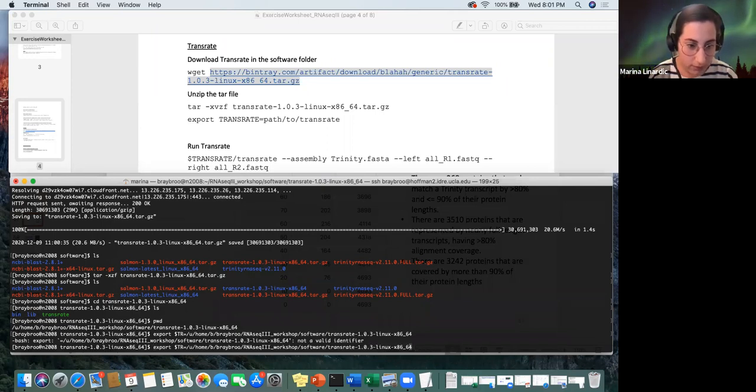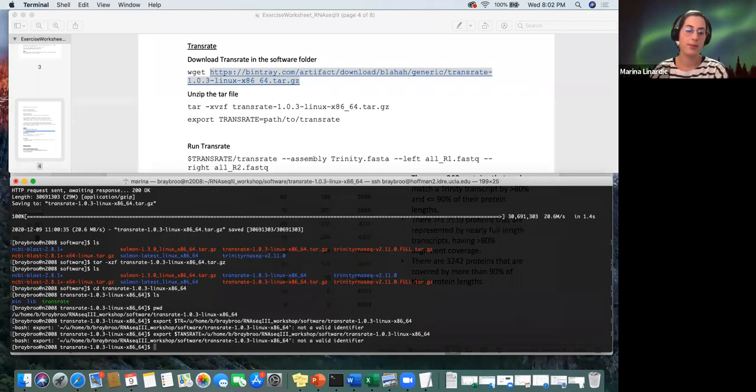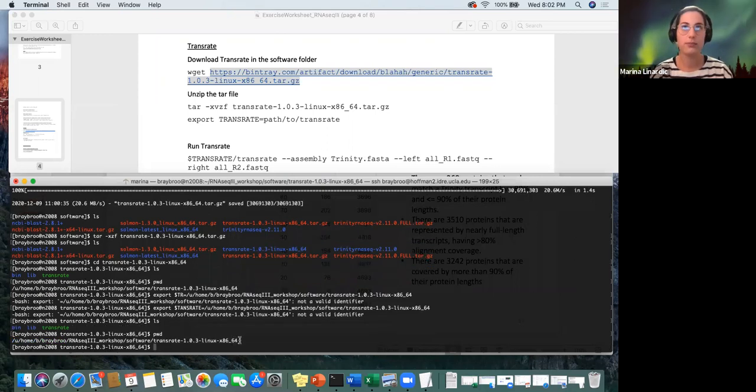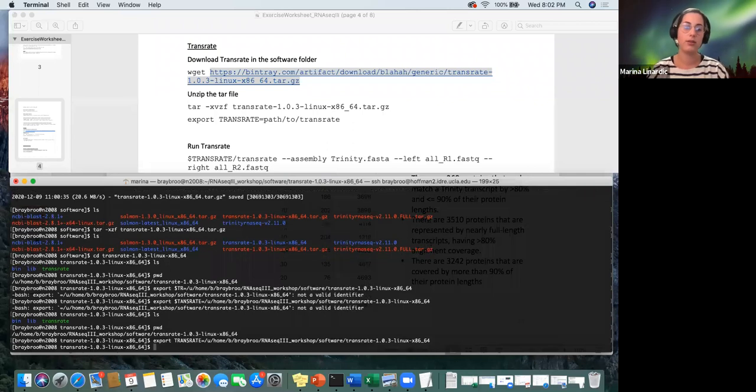What's going on? Maybe we do need to put something longer. Oops. I don't know why this is not working. Let's try again. Export. I was putting the dollar sign. Okay, now I figured out what I was doing. This dollar sign shouldn't be here. Now it should work fine.